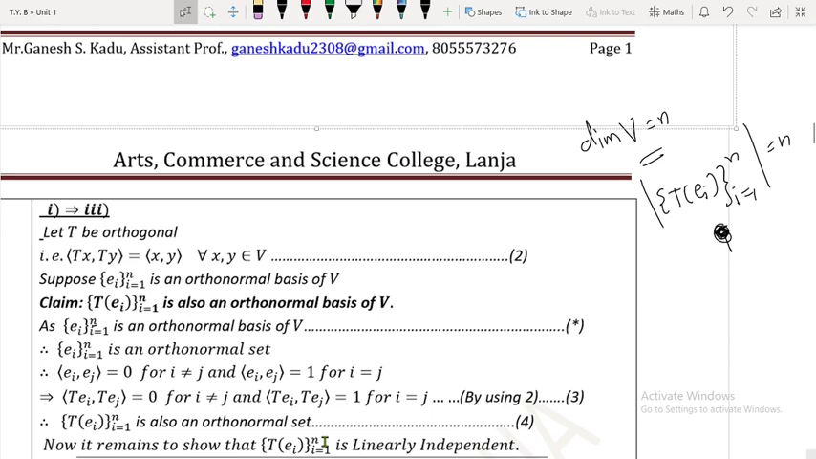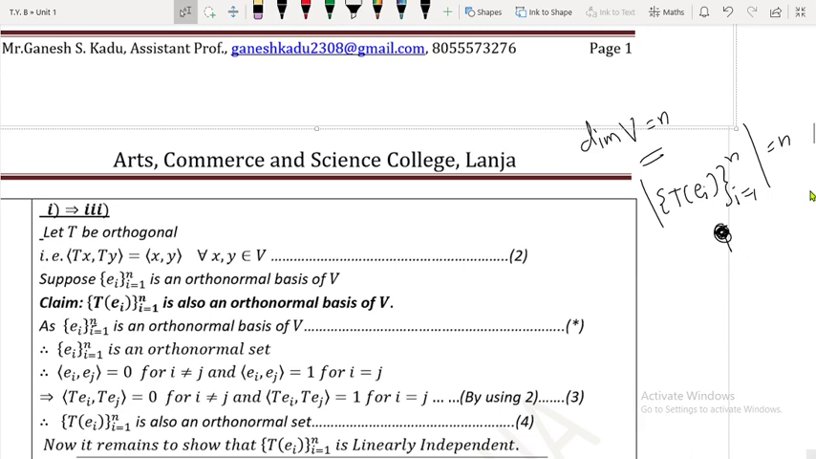Now once we show that it is a basis, from 4 we have already shown that it is an orthonormal set. So it is a basis as well as an orthonormal set. Then we can say that it is an orthonormal basis, and that is what we wanted to prove.